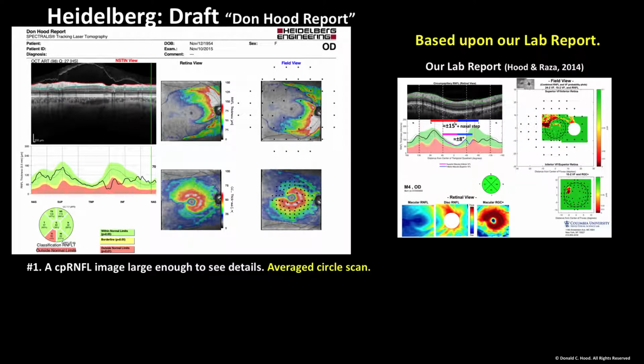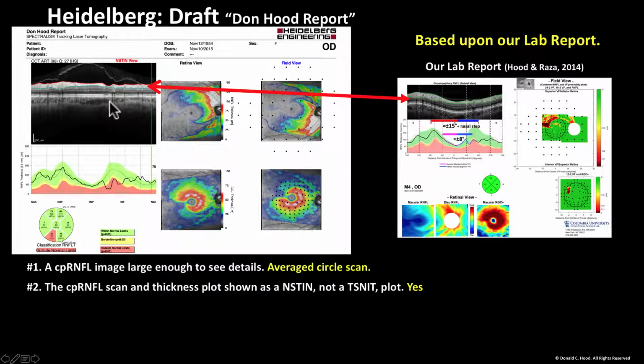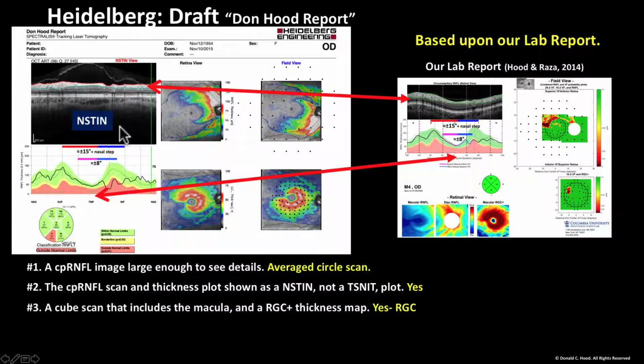First of all, is there an image large enough to see? Yeah, there's an excellent one, because this actually is a circle scan. Actually, the final report will probably have this less black and a bigger image. Second, it's in our report NSTIN format, so that this is the center of the temporal region, just like in our report. So that's NSTIN.